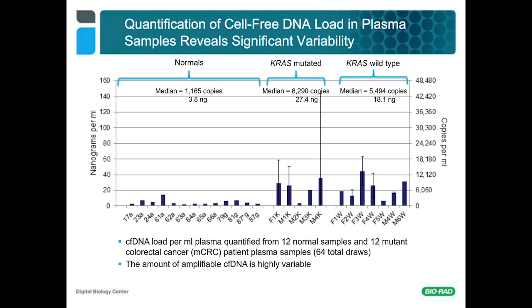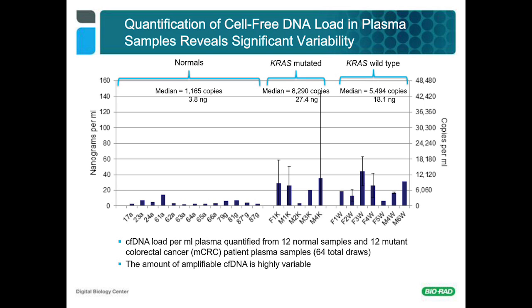This is the first graph. Cell-free DNA was quantified by using duplexed copy number assays on the 12 normal and 12 cancer patient samples, a total of 64 draws. Using ddPCR, it is clear that the amount of amplifiable cell-free DNA is highly variable, both across groups and across draws for a given patient.